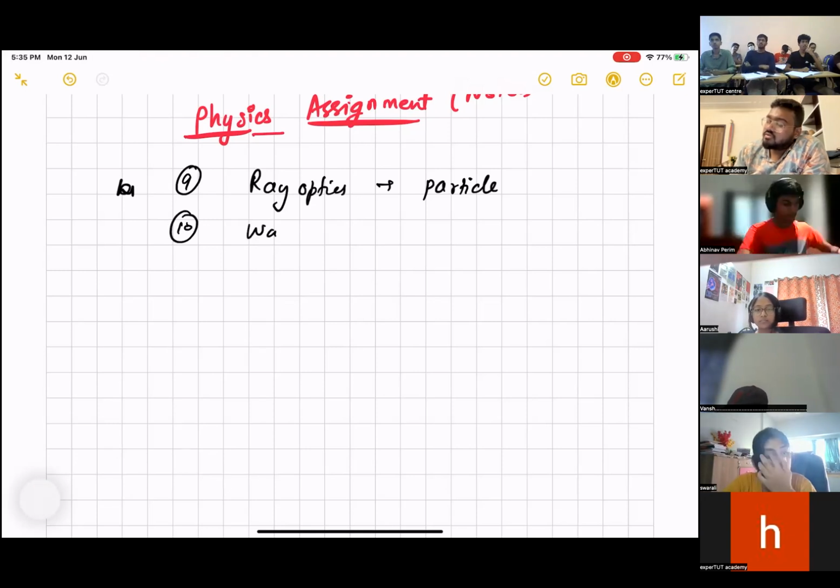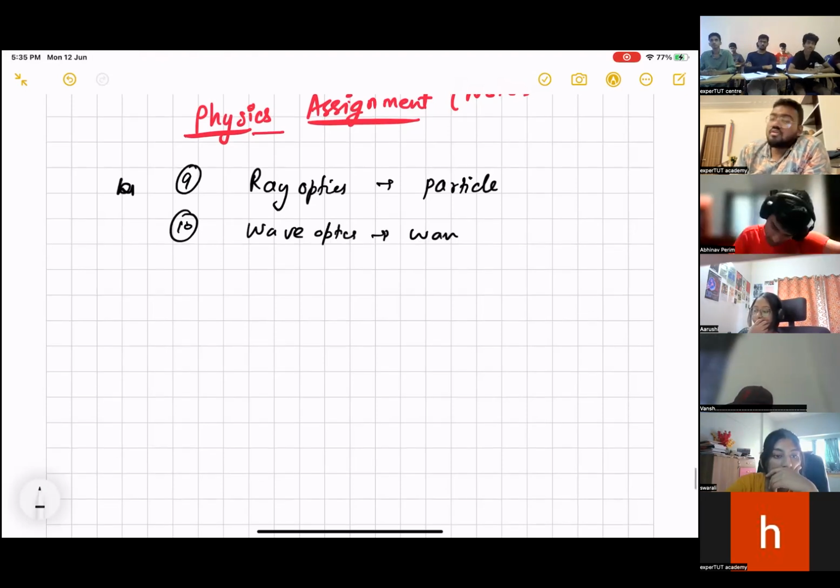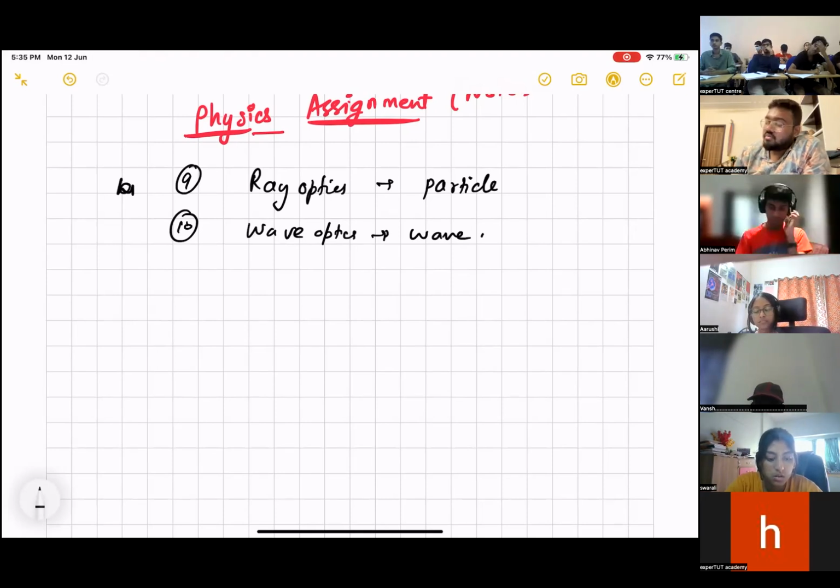In wave optics, light is treated as a wave. In this chapter number 9, if you treat light as a particle, there are a few basic properties upon which the whole chapter is built up. Very few basic properties. Number one is Fermat's principle.